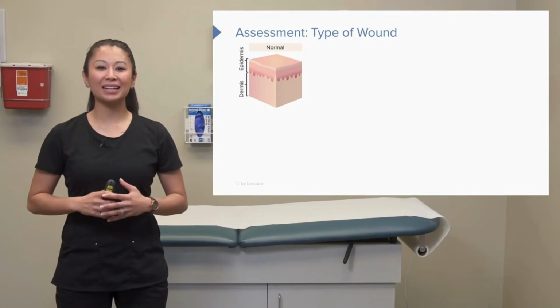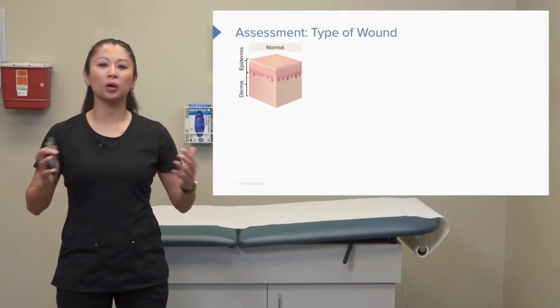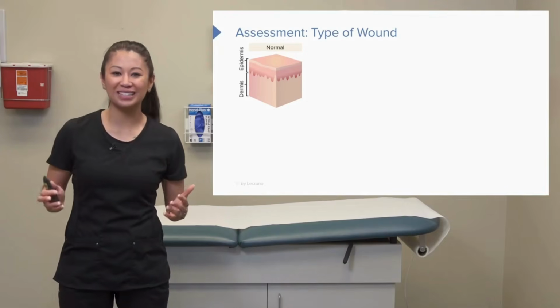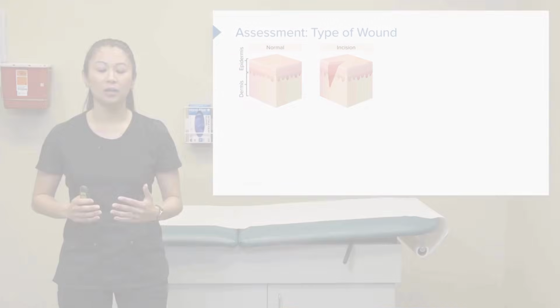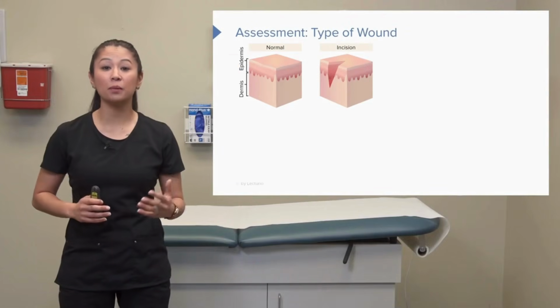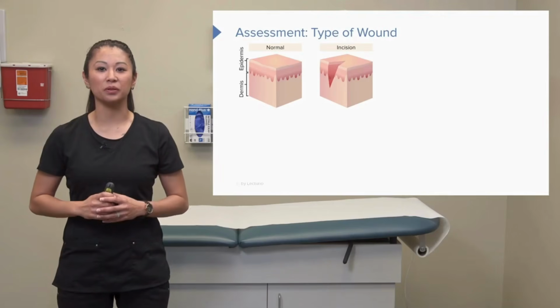So this first slide and example you see here is normal skin integrity. That's what we want to see, that the epidermis is intact. This is before we get into these wounds. So let's take a look at the next kind. This is an incision wound. This is usually clean, with approximated edges, and this is typically post-surgery. So this could be on a patient's hip or their knee or their back, for example.